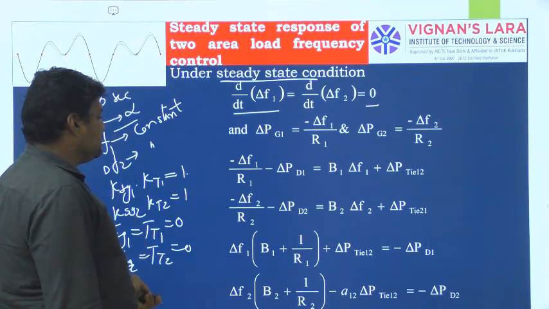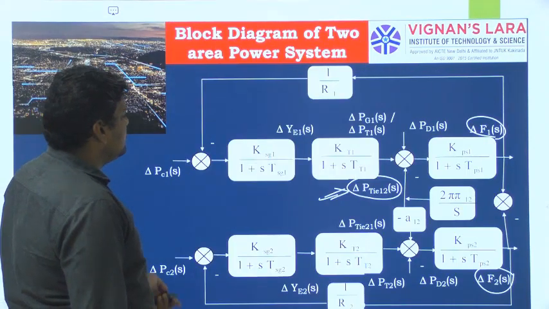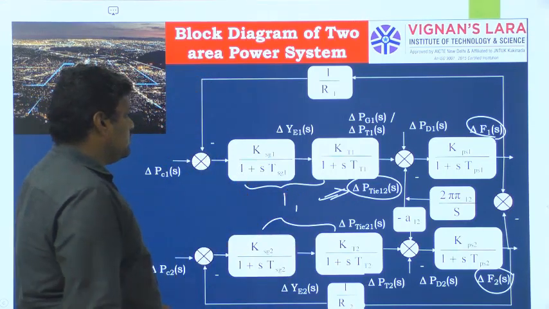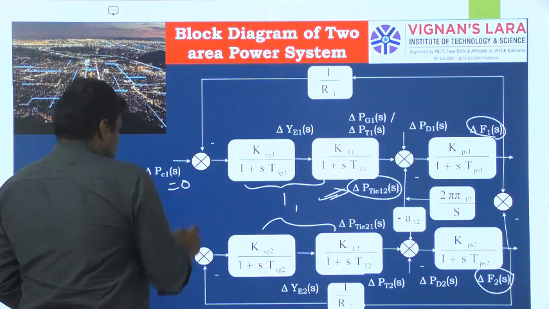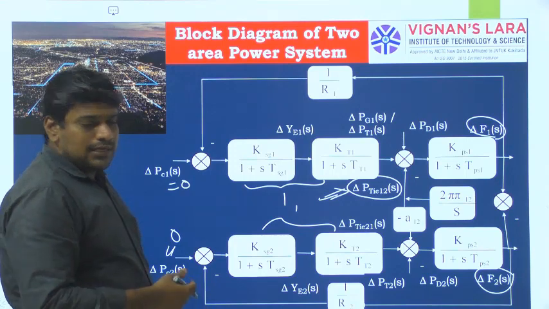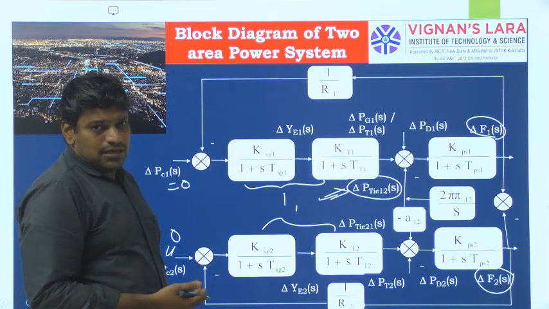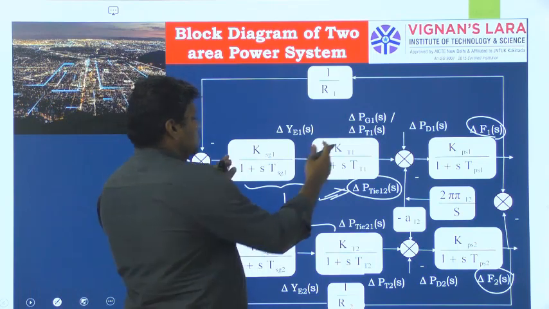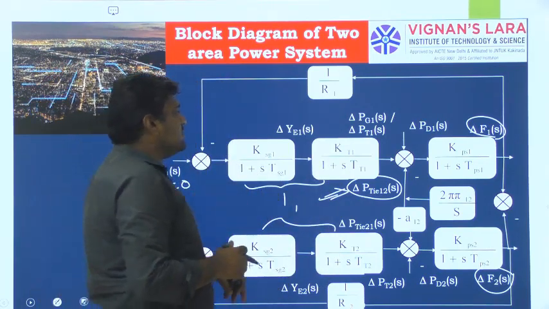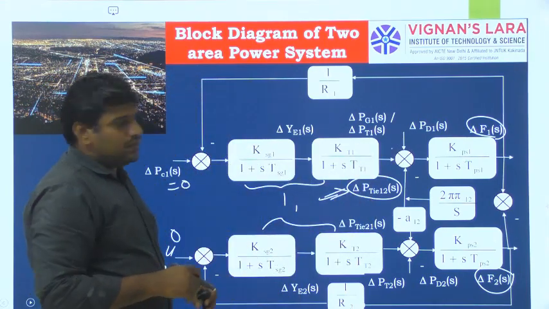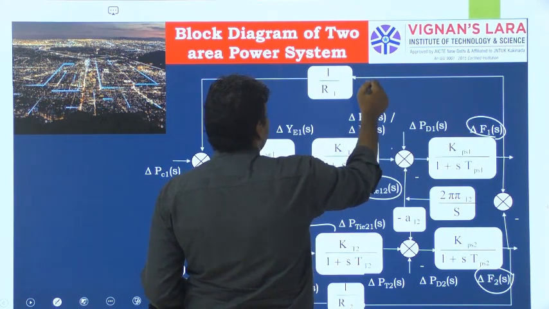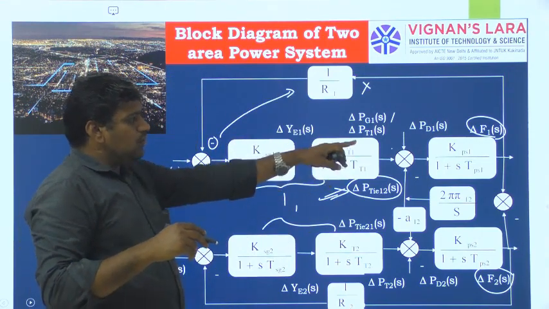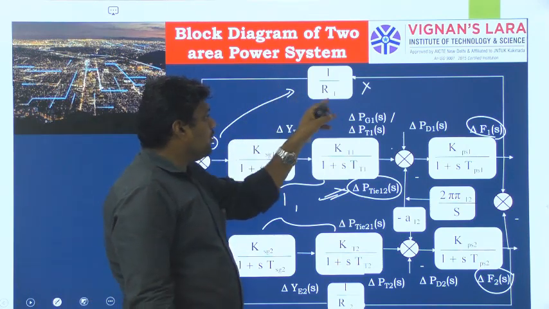By taking these assumptions, the block diagram will be reduced, and these blocks will be reduced to 1. Since we are considering the uncontrolled case, delta Pc1 of s is equal to 0 and delta Pc2 of s is equal to 0, and these two blocks are reduced to 1. At this instant you can write delta Pg1 equal to delta F1 of s multiplied with 1 by R. The minus sign is anyhow there. Therefore delta Pg1 of s is equal to minus delta F1 of s into 1 by R.